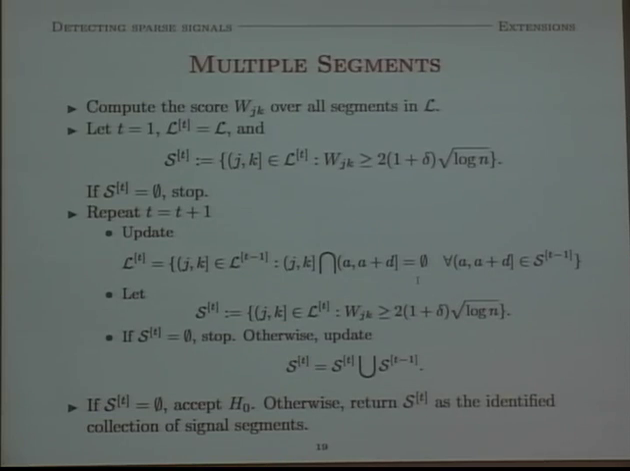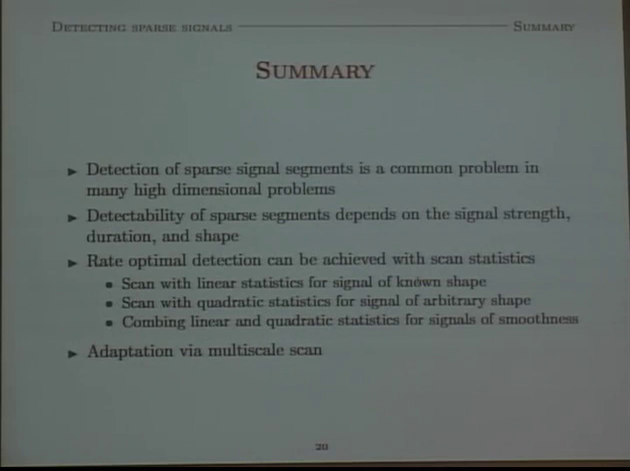And you can show, under appropriate conditions, this procedure indeed can detect all the signal segments that are detectable, in the sense that, as I discussed before for single segments, if the amplitude is too small, you won't be able to detect it. But if you use this scheme, you can detect all those detectable signal segments. And the collection is consistent in the sense that all the identified segments would be exactly the segments where the signals are. I'm not sure if I'm too quick.